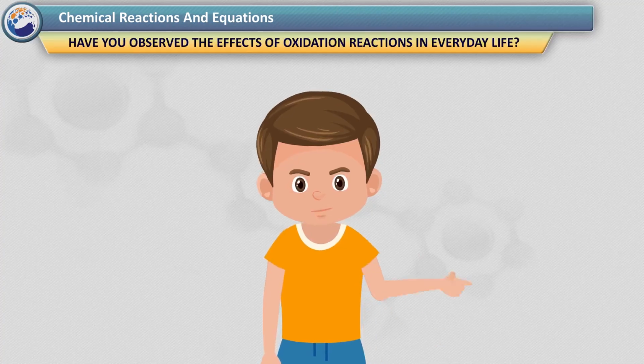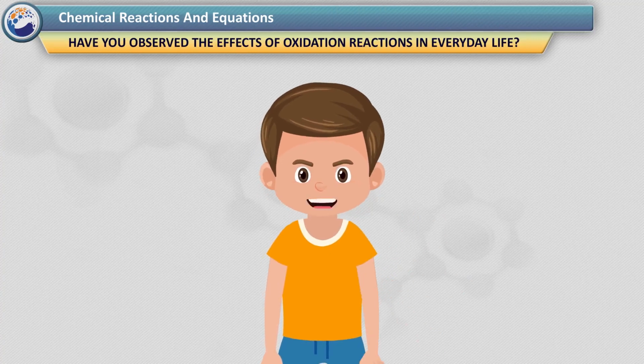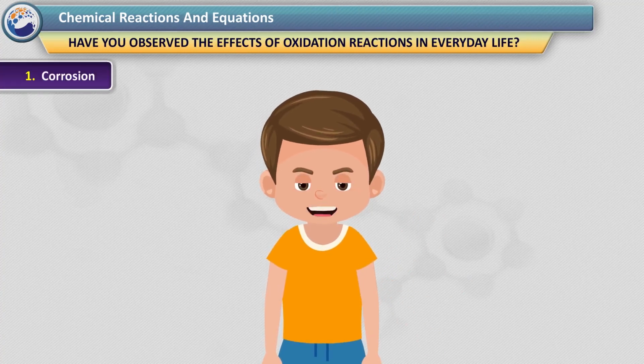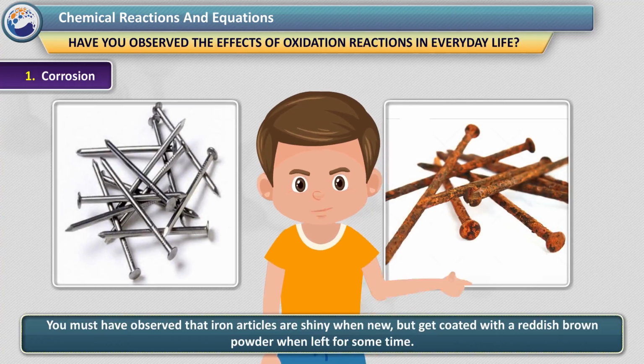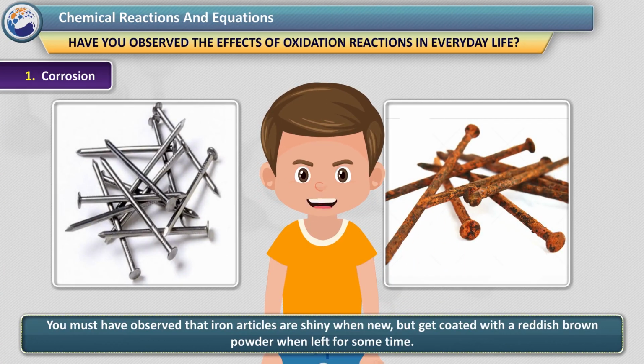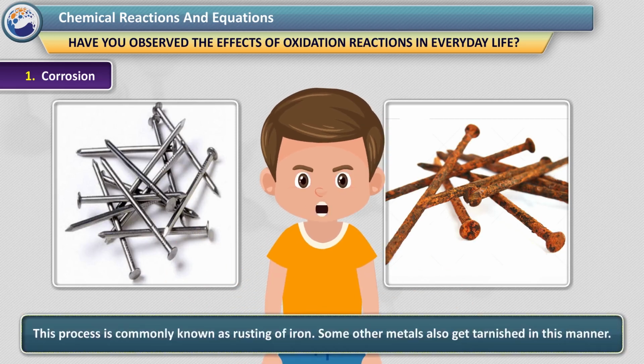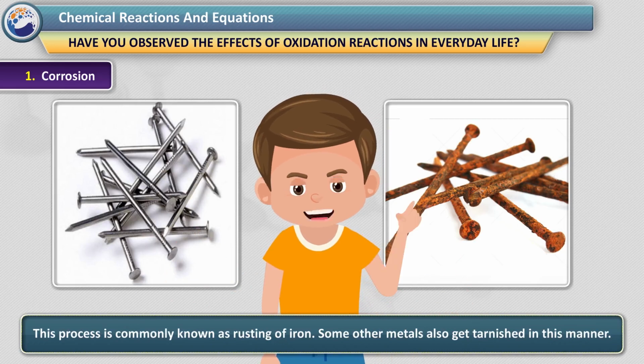Have you observed the effects of oxidation reactions in everyday life? First, corrosion. You must have observed that iron articles are shiny when new, but get coated with a reddish-brown powder when left for some time. This process is commonly known as rusting of iron. Some other metals also get tarnished in this manner.